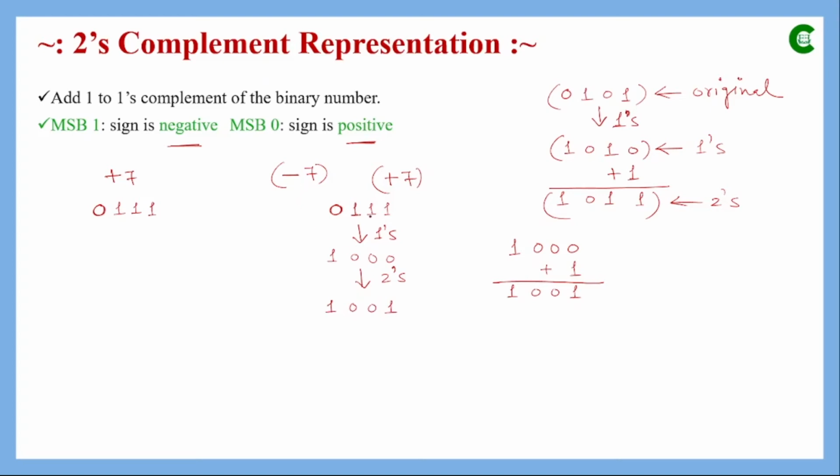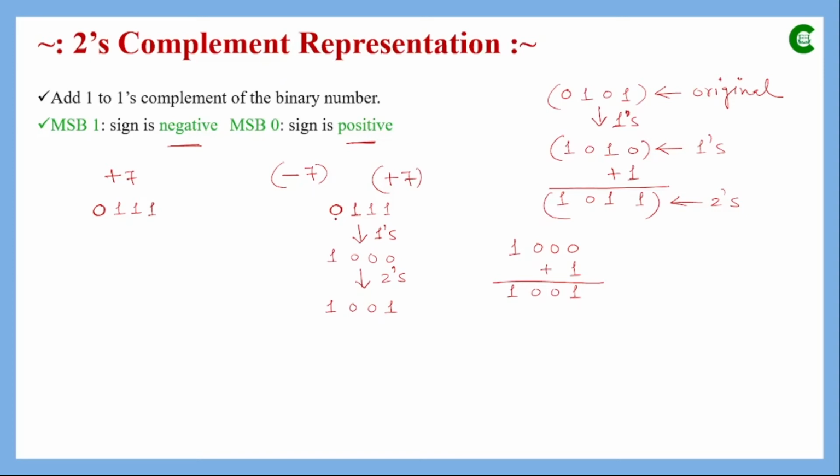So don't get confused between these two. This is the original value of +7, the binary equivalent. Then from there we have taken 1's complement, and then from there we have taken 2's complement of this number, and this value 1001 is actually 2's complement representation of -7. So this is one of the ways how we can represent our negative binary number.